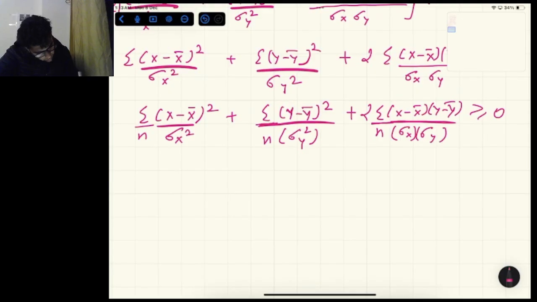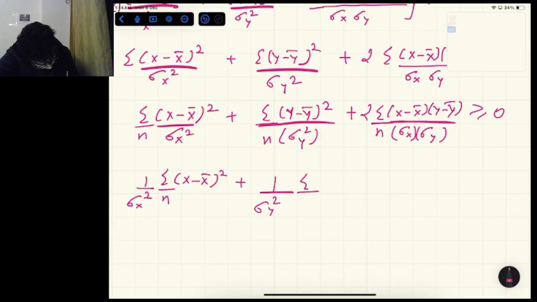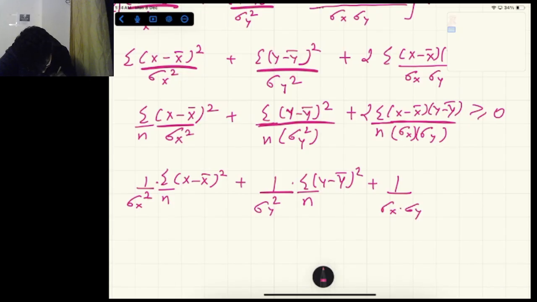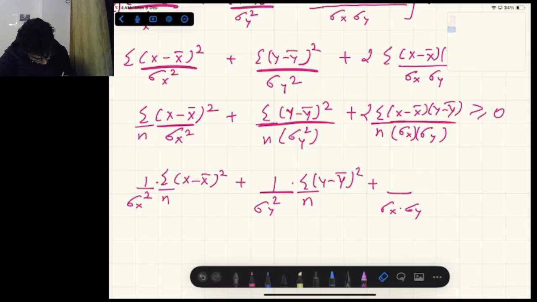Now I'll write this in a way that you can relate to. I'll send this n inside: sigma by n, x minus x bar whole square over sigma square x, plus sigma by n, y minus y bar whole square over sigma square y, plus now 1 upon sigma x into sigma y. Wait a minute.